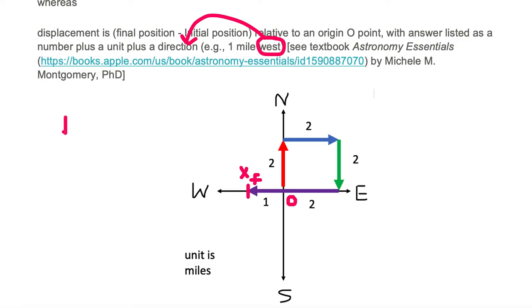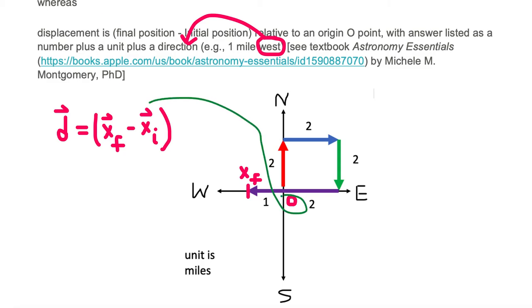So then their displacement is equal to the final position minus the initial position. The initial position we note by x sub i. And in this case, the initial position is the origin. So we can solve now.